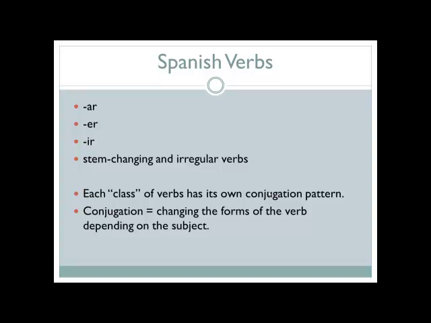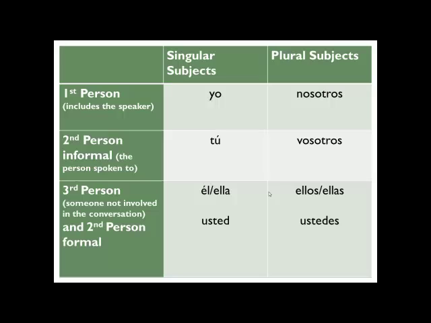And we classify them this way because of the conjugation patterns that they follow. So, also other things that you know about Spanish verbs, each class of verbs has its own conjugation pattern. And conjugation, what we mean when we say that, is that we are changing the forms of the verb depending on the subject. So where the infinitive just means to speak, to write, to live, to play. When we conjugate it, it becomes I speak, you live, he plays.